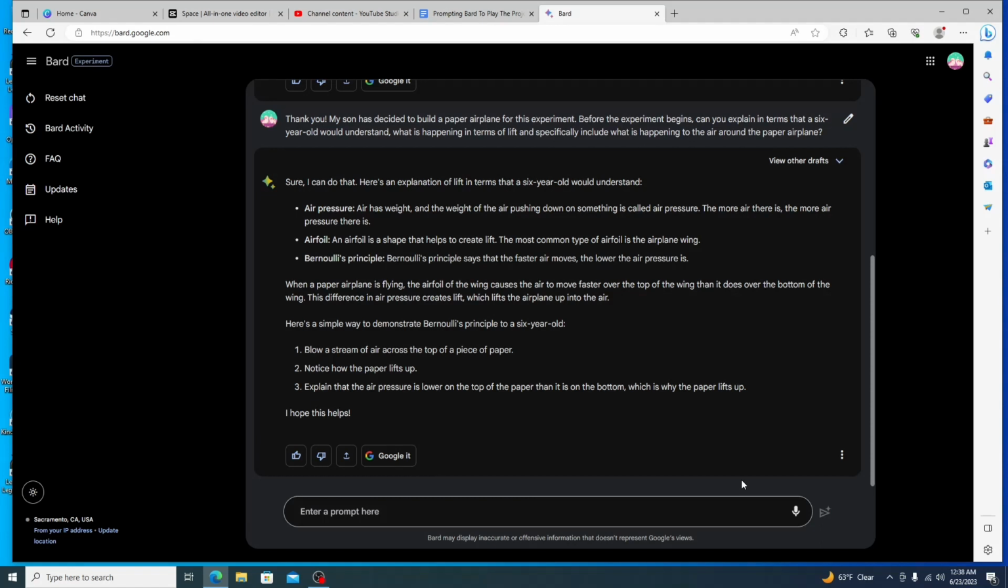So essentially what we can see is that it also lays out an experiment of Bernoulli's principle that we can lay out and demonstrate, showing us exactly how to blow a stream of air across a piece of paper. So it gives us an additional experiment that we can perform while we're performing the paper airplane experiment.